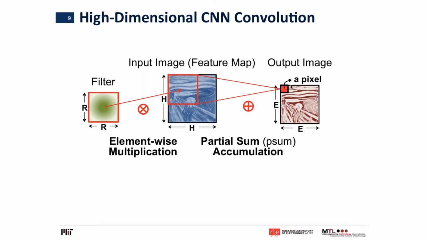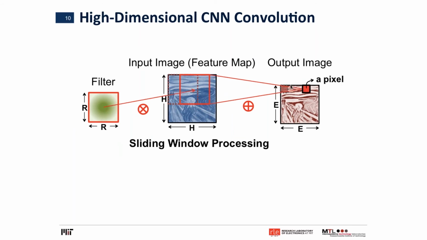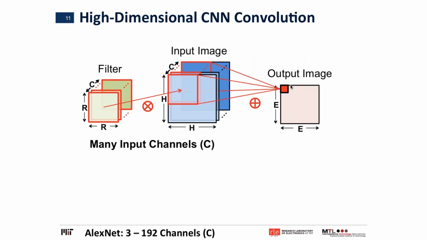And then we can drag the filter across the input image through some form of a sliding window process to perform convolution, and we generate other pixels. So this whole process we've just described is very common in image processing, and that's been done for decades. So the real question that we have is, why is it more complicated for CNNs? Well, that's because in CNNs, we exploit a higher dimensionality.